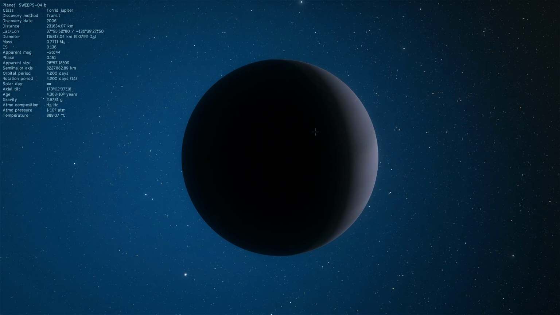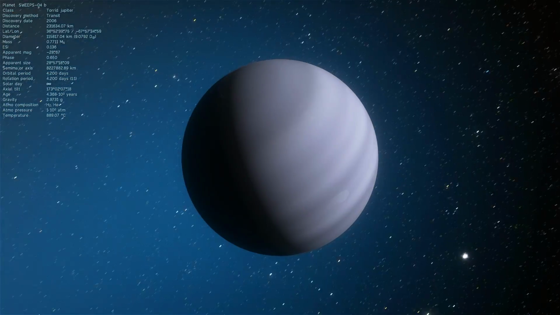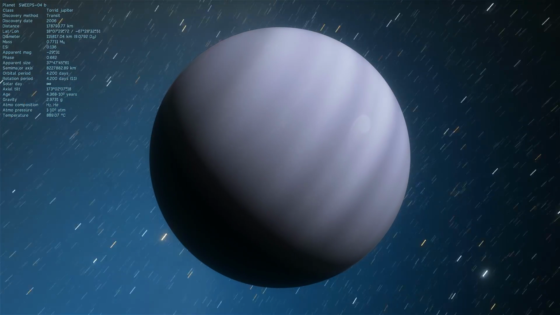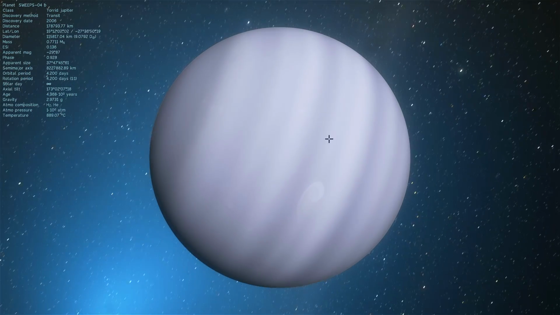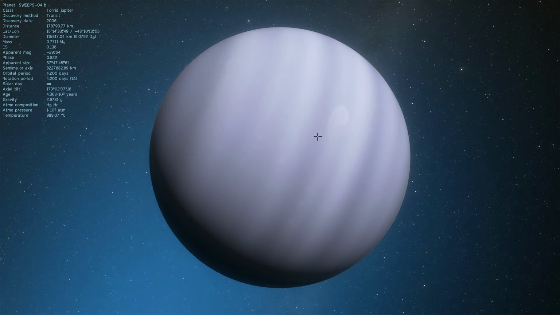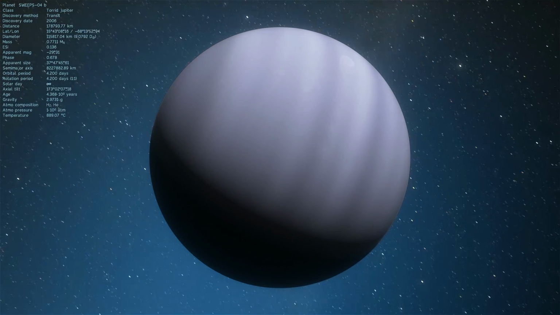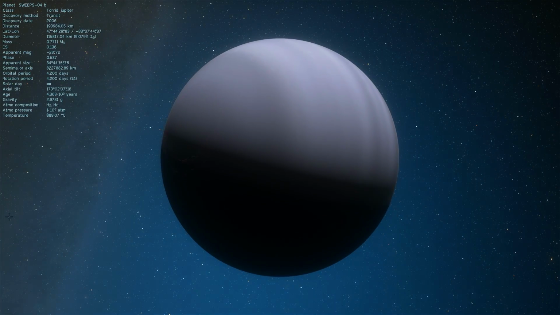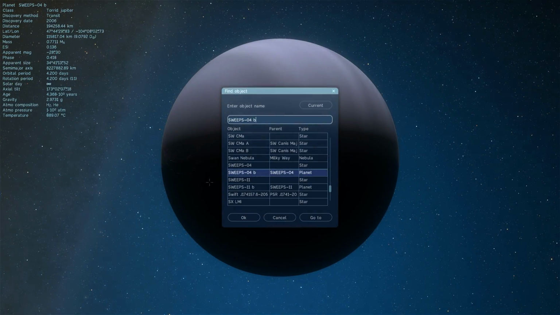So, in this particular simulation, this object has a temperature of about 900 degrees Celsius, and basically looks like a kind of blue-ish Jupiter. It's a gas giant, and a very, very hot gas giant, and doesn't really have a surface, so it can't really land here. The second object is at a similar distance.